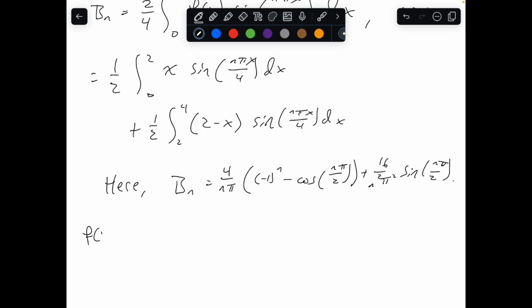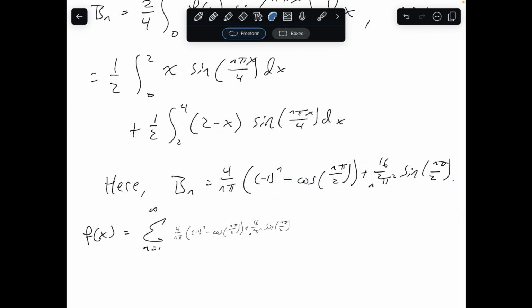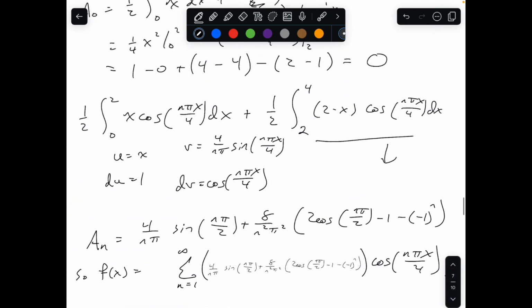And then the Fourier series would just be f of x equals the sum from 1 to infinity of these coefficients, which I'll just copy paste, times sine of n pi x over L, which is 4. All right, cool. Question 5.